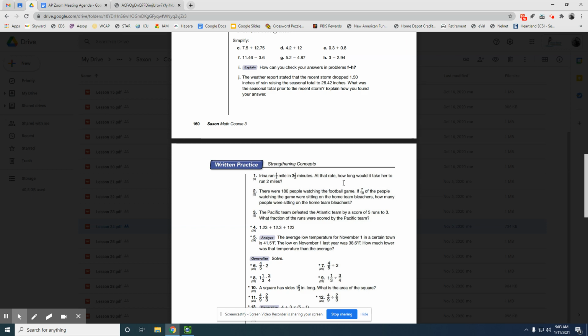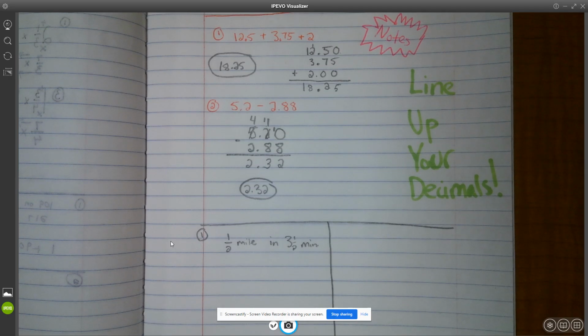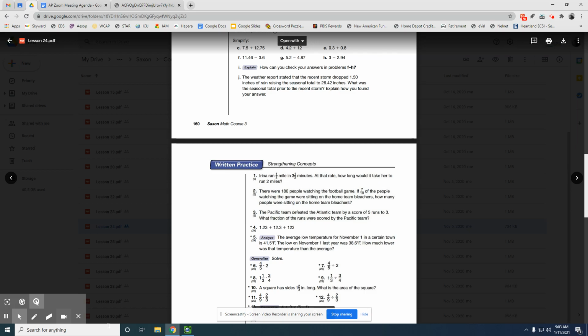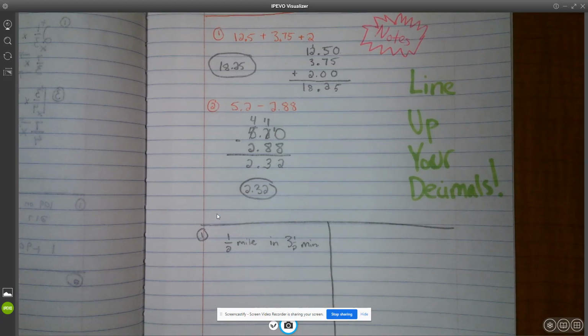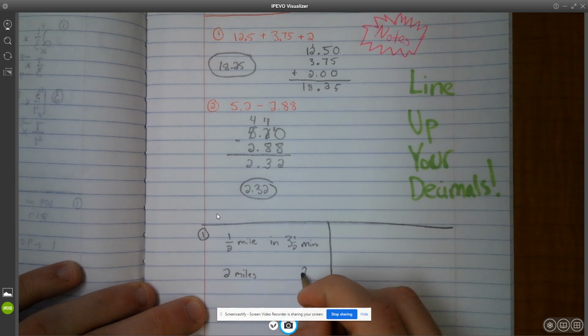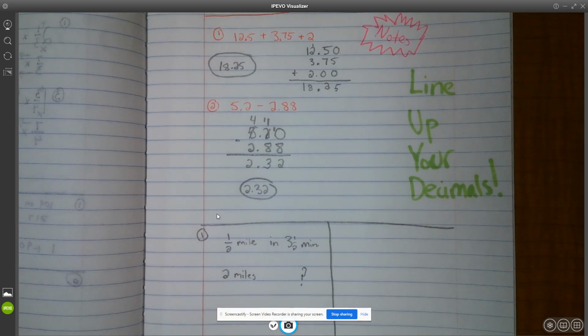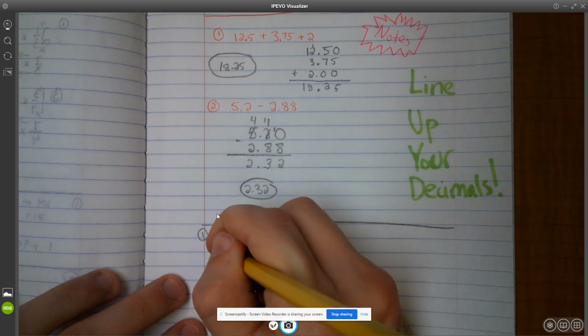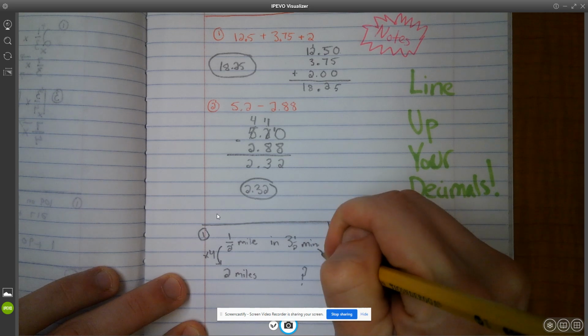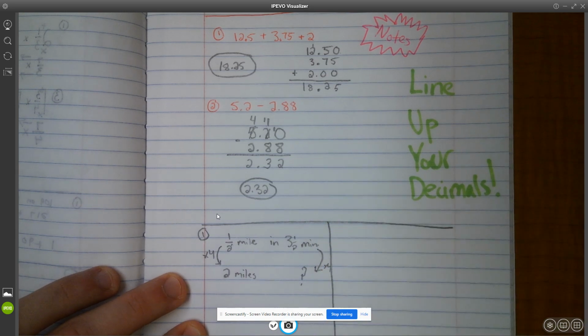All right, let me switch on over to here. So she does a 1/2 mile in 3.5 minutes, and she wants to know how much she can do in 2 miles. Okay, so at that rate, we need to figure out 2. We don't know what this is, so we've got to figure out how many 1/2s are in 2. We have 1/2, 1, 1 1/2, 2. So there are 4 1/2s in 2. In other words, you've got to multiply this by 4 to get up to that. So we have to do the same thing right here. We have to multiply this by 4.